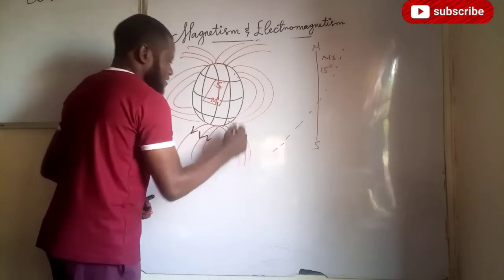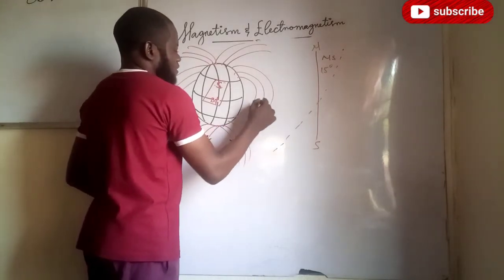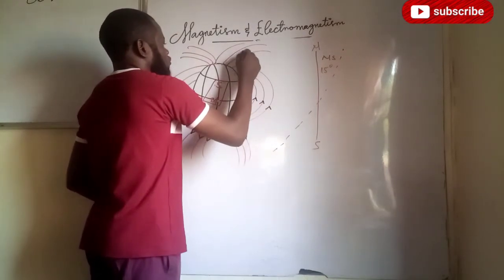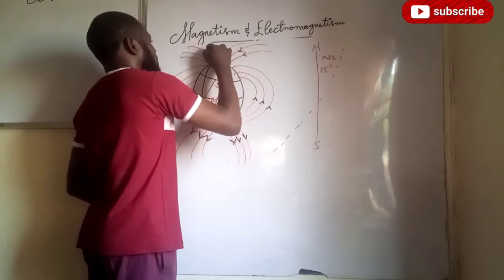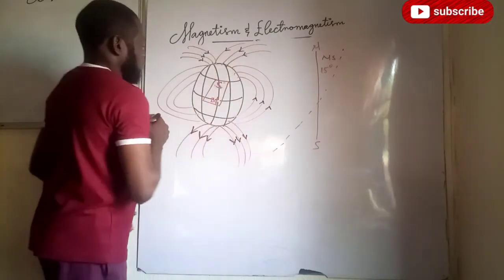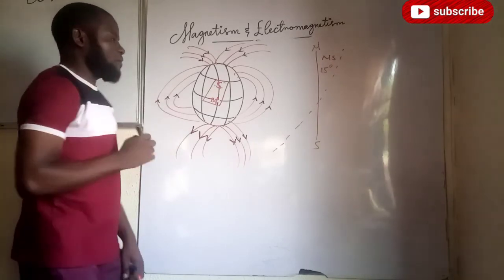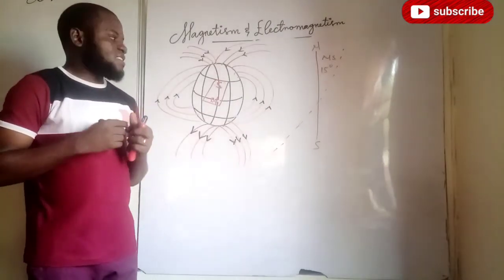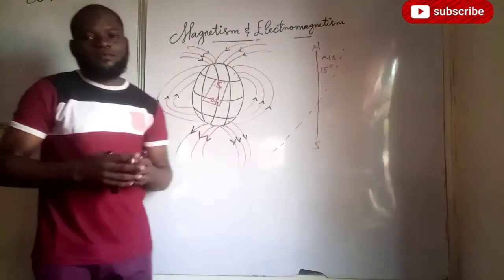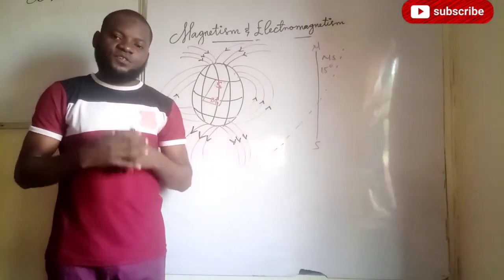So we have it like this. So this will go like this, and this will be like this, and this is like this. Do we understand this now? Cool. This is that about the Earth's magnetic field. Do you understand this now?